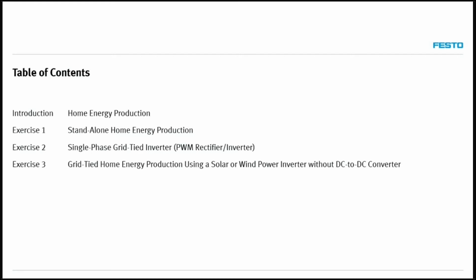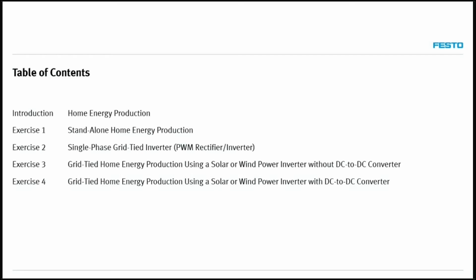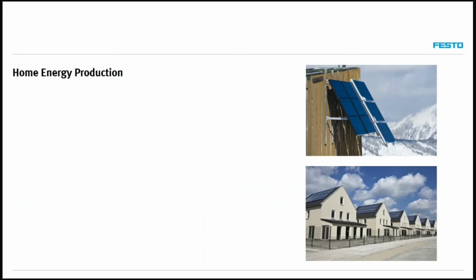The third exercise is about grid-tied home energy production using a solar or wind power inverter, without a DC to DC converter or with a DC to DC converter. I'm not going into these details, but these represent all the different kinds of installations that you can find in a home energy installation. Finally, large-scale energy storage, a step in the implementation: how to store at a larger scale the energy produced by all these renewable energy devices.